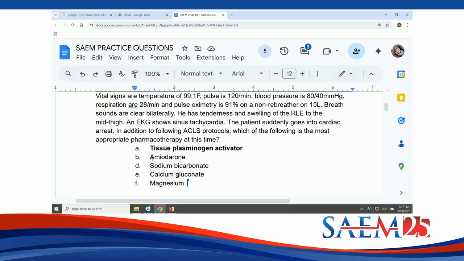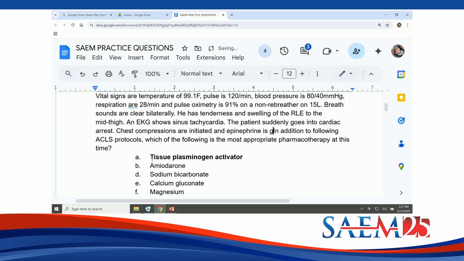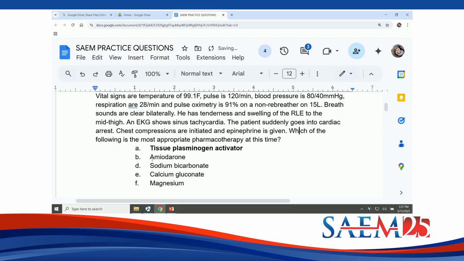What if we just take out the line that says in addition to following ACLS? So you can just say ACLS protocol started or something like that. Well, number one, it's trickier to make sure we're getting things excluded. But secondly, do students perceive this as a fair question? Well, you could just say chest compressions and epinephrine have been given. Chest compressions have been initiated. Now what do you do? Yeah, there's five ACLS options, but they haven't had it. Because now it's making a reduction piece of thinking. Which of the following is the next most appropriate step?